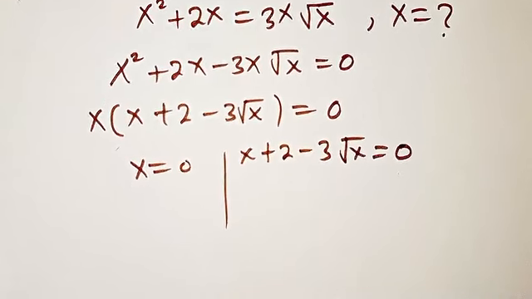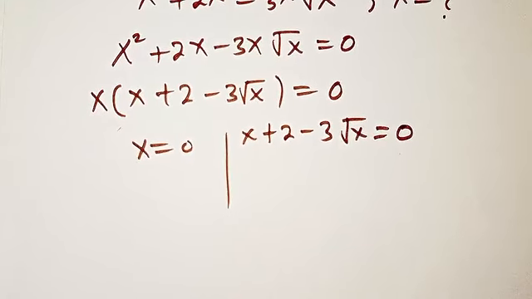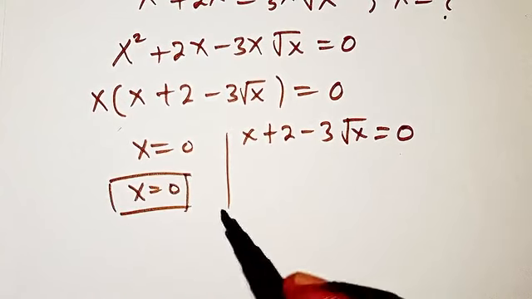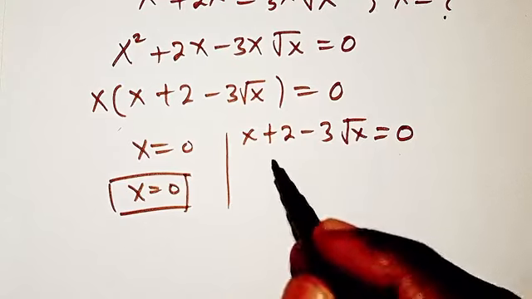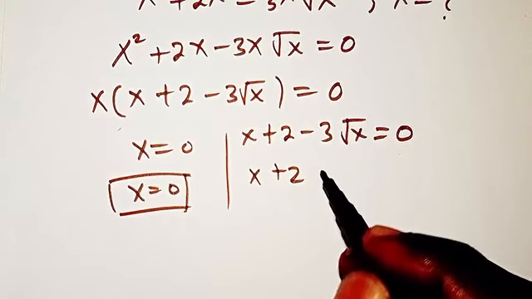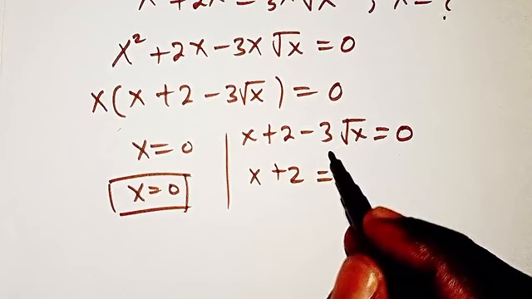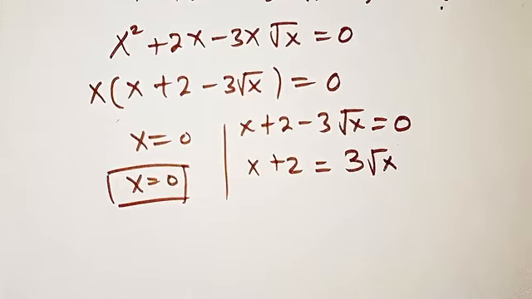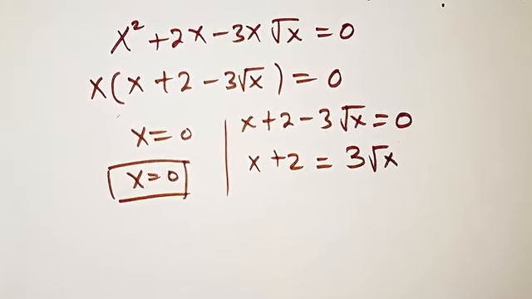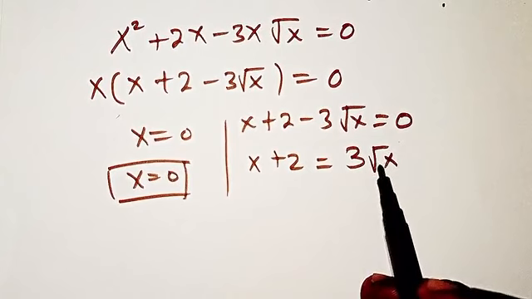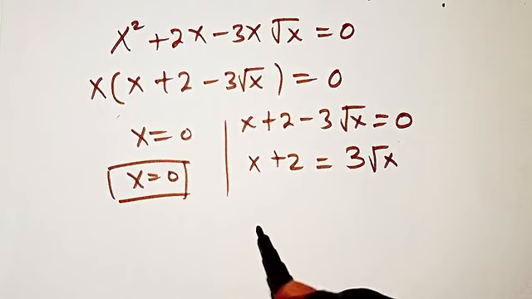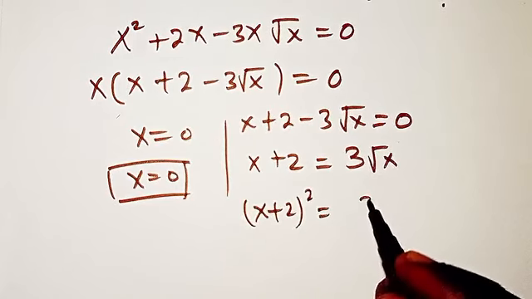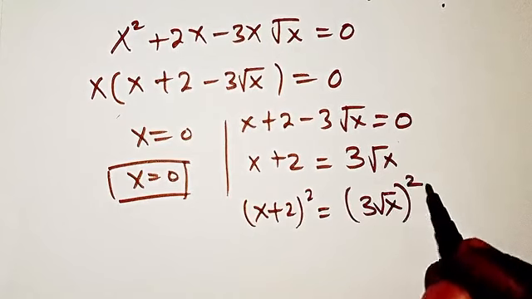Are you following? So now from there, what's the next thing to do? Since x equals 0, we have one solution, x equals 0. So now we try to solve this further. We have x plus 2 equals, I transpose this to this side, we have 3 root x. Are you following? So now from there, to get rid of this square root, we are going to square both sides. So we have x plus 2 all squared equals 3 root x all squared.